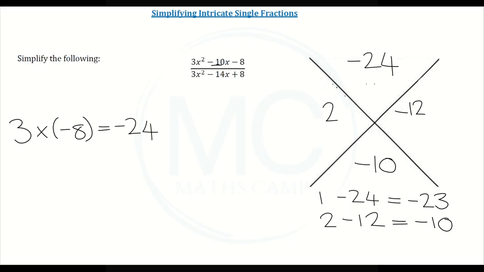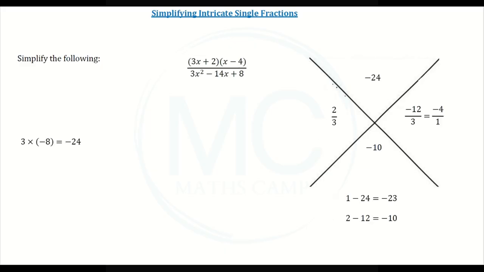Now the coefficient of the x squared term is 3. So we get 2 over 3 and negative 12 over 3. 2 over 3 is already in its simplest form. We cannot simplify further and we leave it as it is. But negative 12 over 3, both 12 and 3 are divisible by 3, and we get negative 4 over 1. And now we can fill in this equation up here with our brackets, and we get 3x plus 2 and x minus 4.